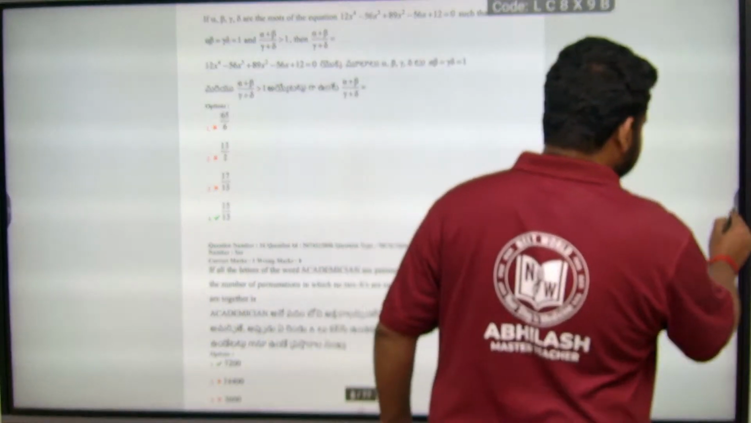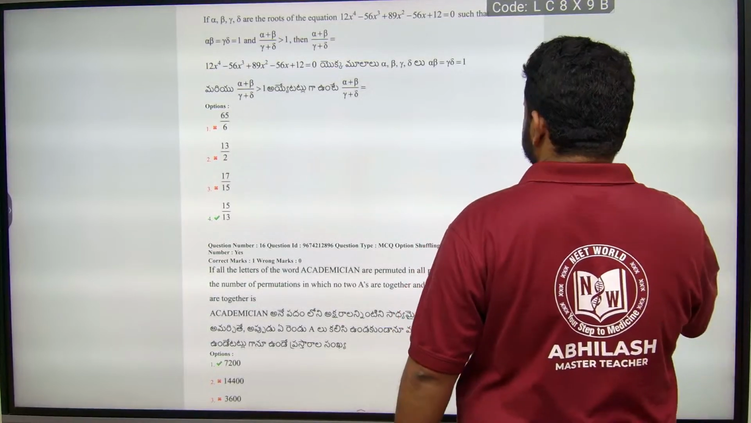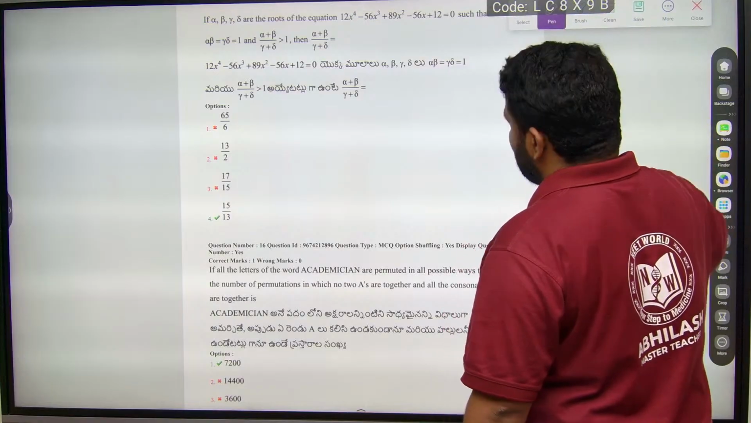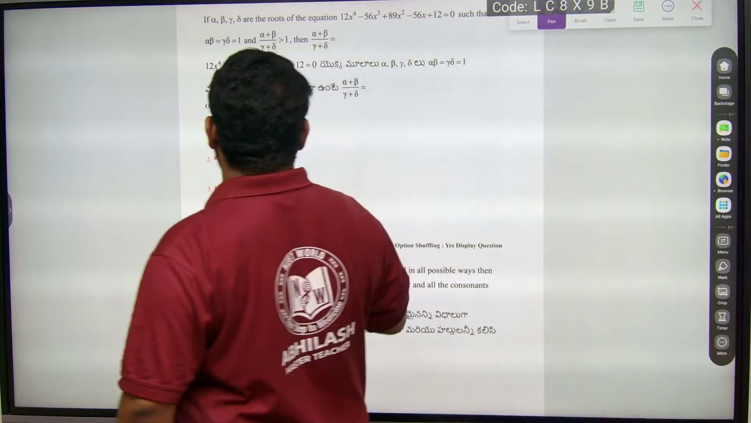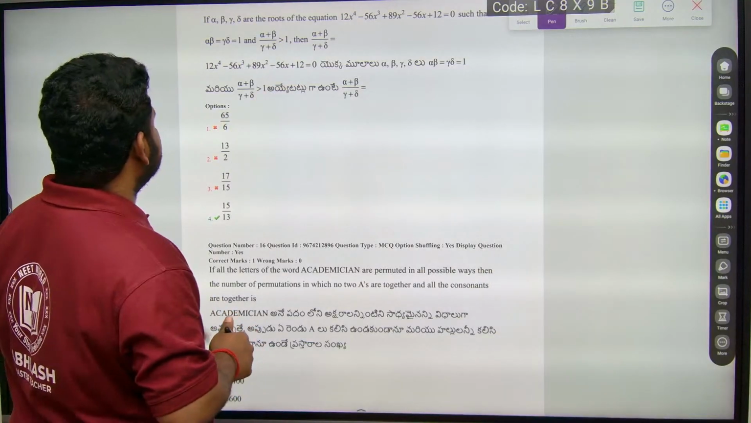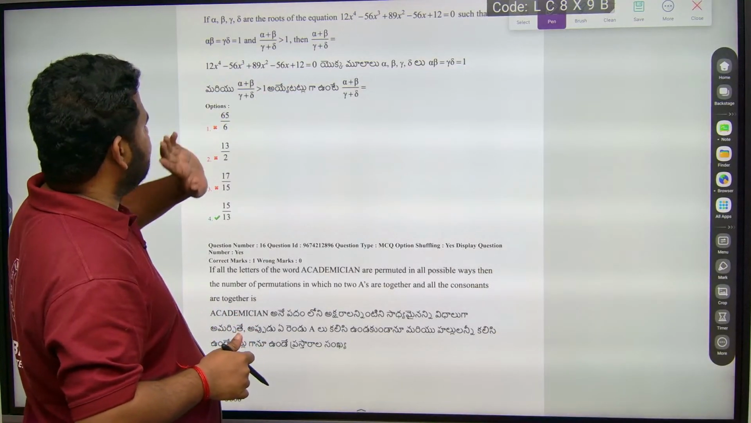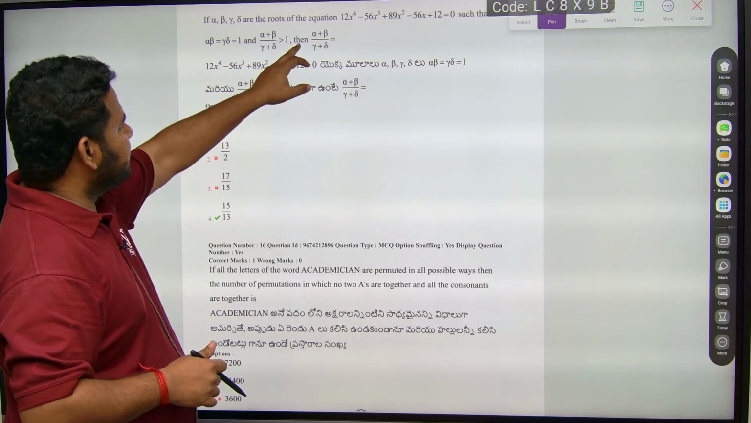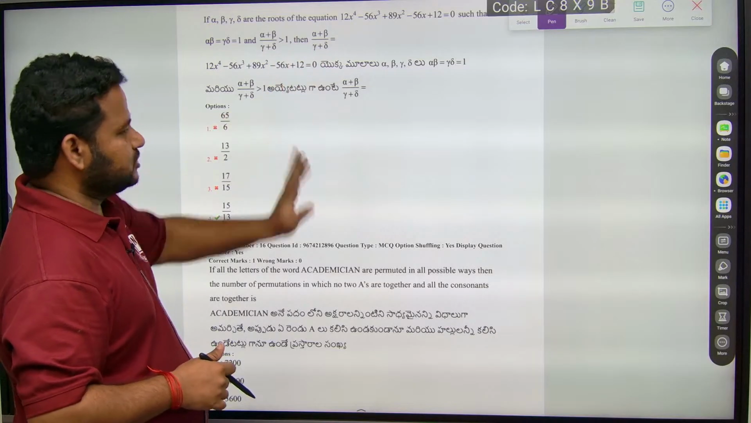They were given what? Have a look at this question, friends. This is also simple. They were given alpha, beta, gamma, delta are the roots of the equation such that alpha, beta, gamma, delta is equal to 1. Alpha plus beta by gamma plus delta is greater than 1. Then alpha plus beta by gamma plus delta is equal to what they are asking.